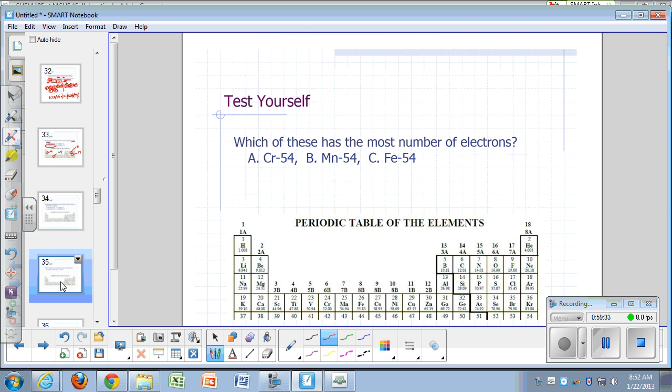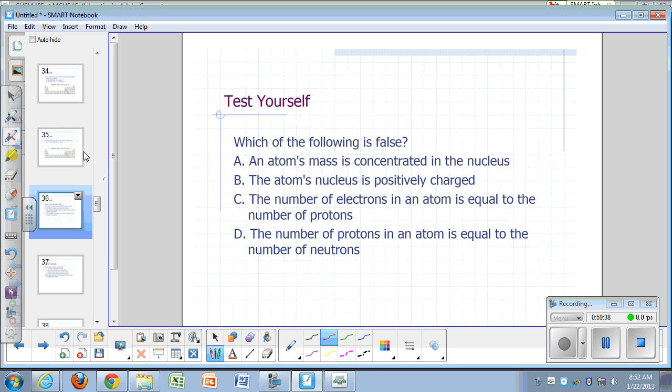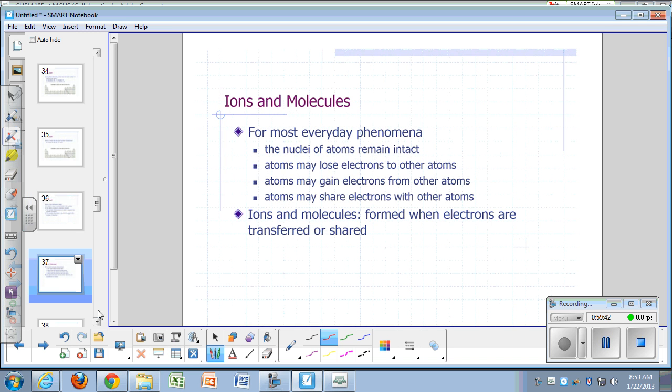Okay, the rest of these you can skip. You'll probably see them in the homework. All right, so let's just move on to ions and molecules.